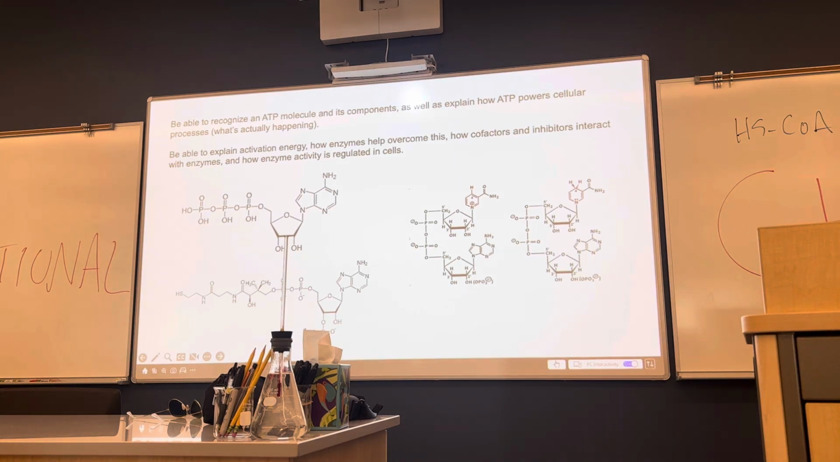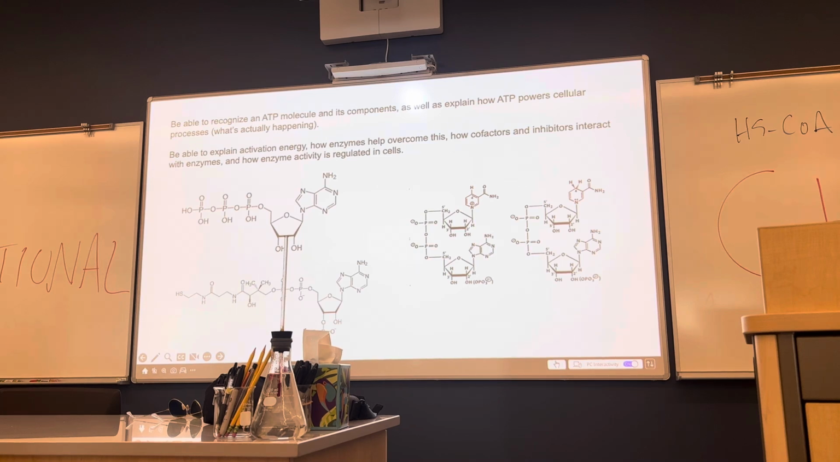Let's see here. Activation energy. What does that even mean? Why would we need there to be activation energy? What are we trying to overcome? Sometimes, yeah. It's that shift in shape, that bond that needs to be changed.